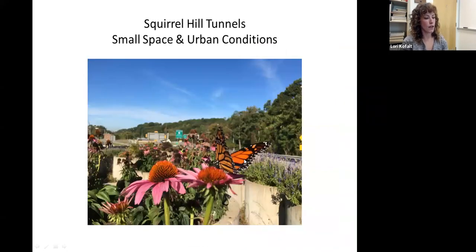And then Squirrel Hill Tunnels gardens have a couple of maybe common issues people might see while gardening. Certainly urban conditions is one of those. So again, salt spray, wind, air pollution. And while the area of the actual space that we plant in is large, we're planting in concrete pots. So small space container gardening.